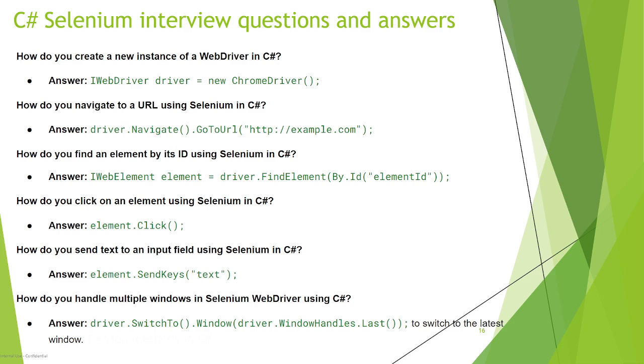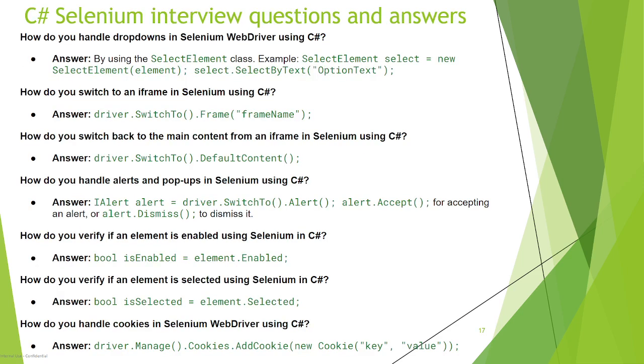So let's move to the next set of questions. How do you handle drop-downs in Selenium WebDriver using C Sharp? By using the SelectElement class. It should be SelectElement select = new SelectElement, then SelectByText. How do you switch to an iframe using Selenium in C Sharp? driver.SwitchTo().Frame and then put the frame name. How do you switch back to the main content of an iframe using Selenium in C Sharp? driver.SwitchTo().DefaultContent.